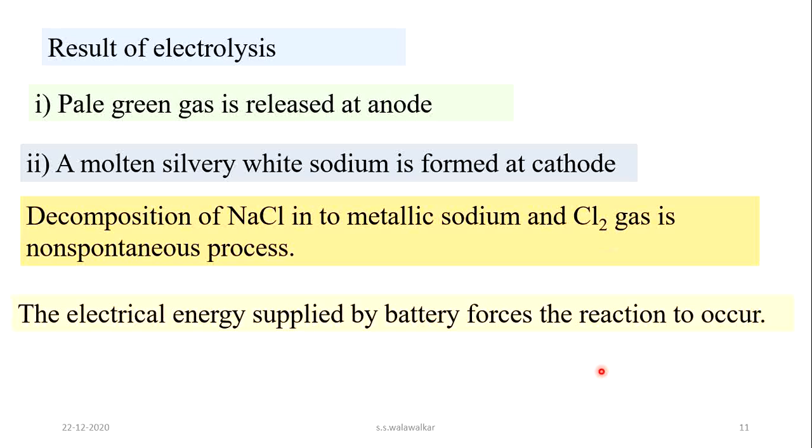For the reaction to take place, electricity is required. That means electrical energy is converted into chemical energy, and electricity is consumed. It is used to drive that reaction. So it is a non-spontaneous reaction. Like this you can carry out the electrolysis of molten potassium chloride, magnesium chloride, etc. In the same way you have to write.